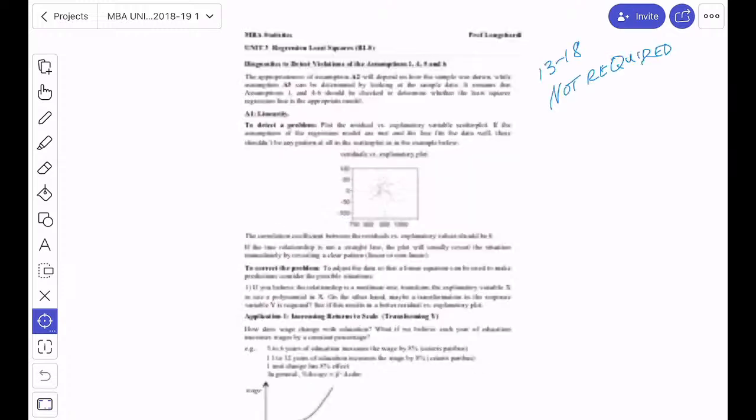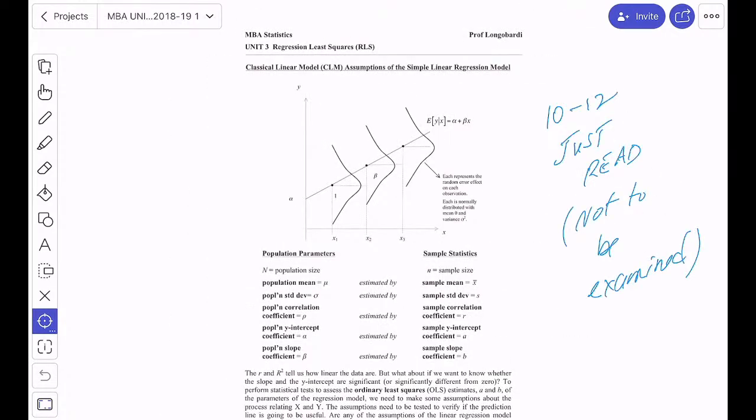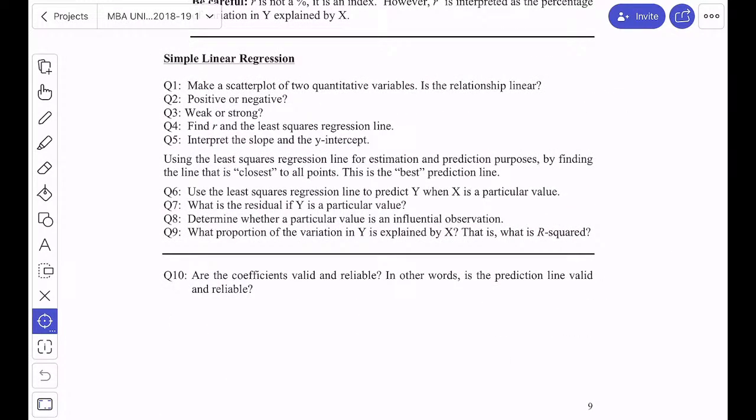So yes, well, let me just say this. Are coefficients valid and reliable? That will depend on the assumptions being satisfied. If the assumptions are not satisfied, then the coefficients are not valid and reliable. And so the prediction line would not be valid and reliable.